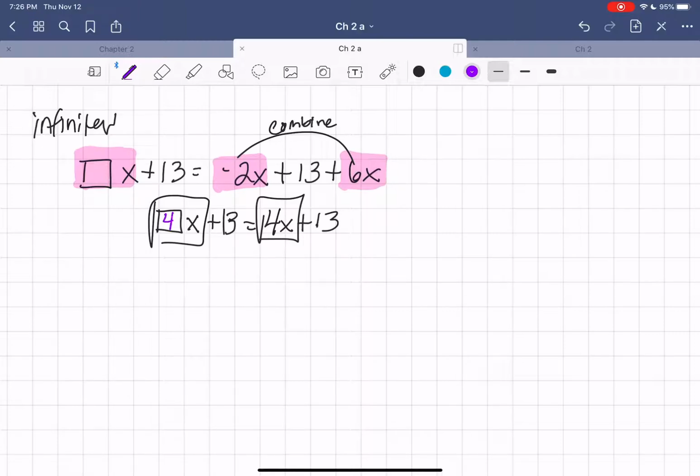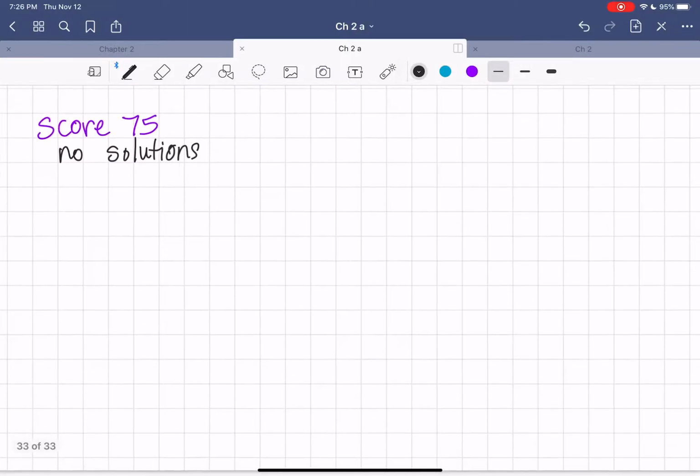Submit this one. See what the next question is. That's not even, okay. I'm going to jump a level. All right, now I'm at 75. They want no solutions. And they give me box x minus 18 equals 3x minus 19 minus x.